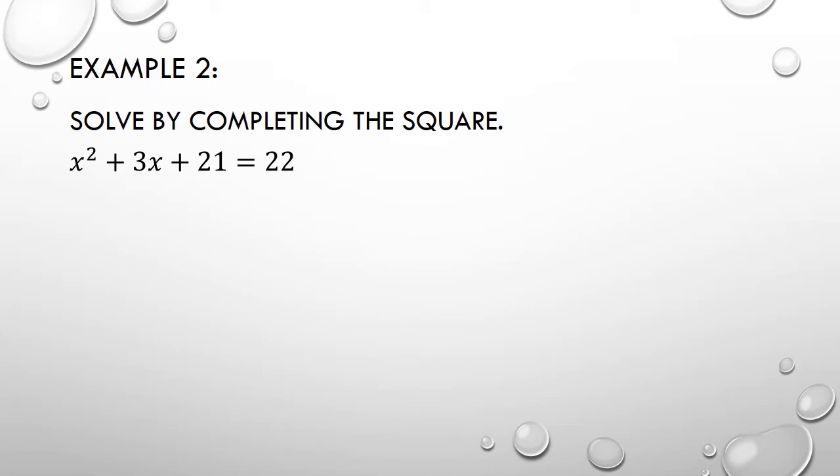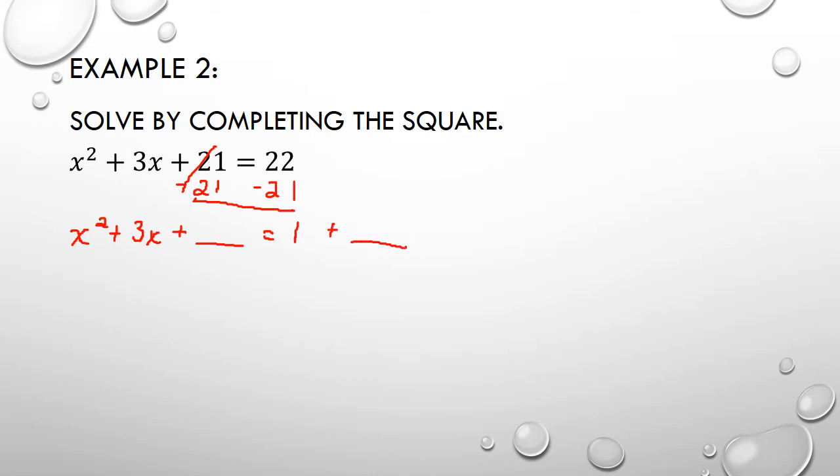First thing we're going to do here is get rid of our c values. So I'm going to subtract 21 on both sides. Those are going to cancel out, and I get x squared plus 3x. Remember, I'm going to have a new c value, so I'm going to put plus blank equals, and then 22 minus 21 gives us 1, but plus blank.